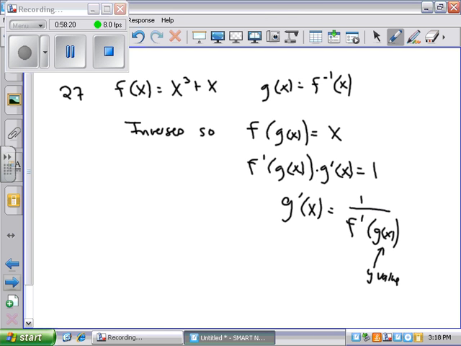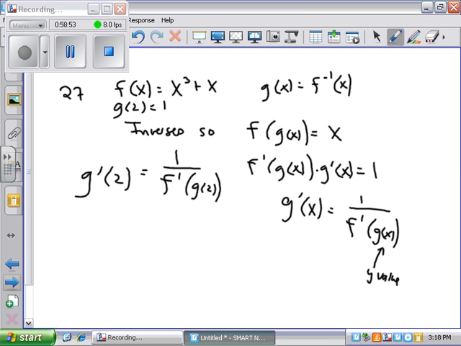Okay? So it's just the reciprocal of the derivative of the other one, but you're not plugging in the same x into it. And so in this problem, let's see what they told us. They told us that g of 2 equals 1. That's important. They always have to give you a point. Because what they're asking us to find is g prime of 2. If I want g prime of 2, I have to take 1 over f prime, but not of 2, of g of 2.